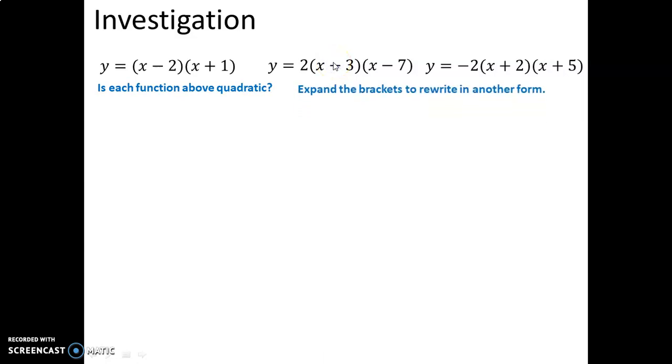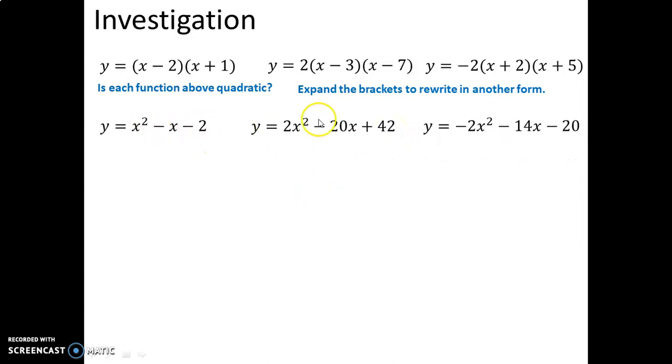So second part, expand the brackets and rewrite in another form. Expand the brackets means multiply through, multiply through, multiply through. What do you get? Check your work now carefully. Make sure you got these 3 versions after you multiplied these out. In this case here, you'd multiply these and then multiply everything by 2. And same thing here, you'd multiply these and then multiply everything by -2.